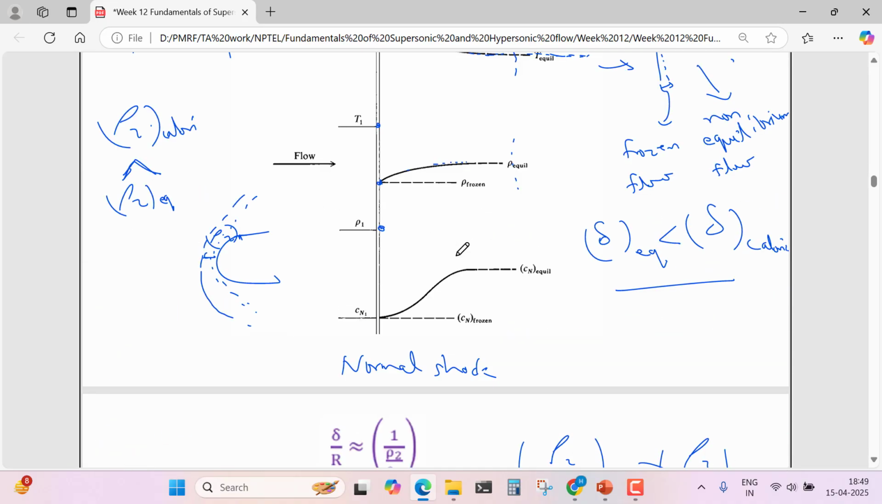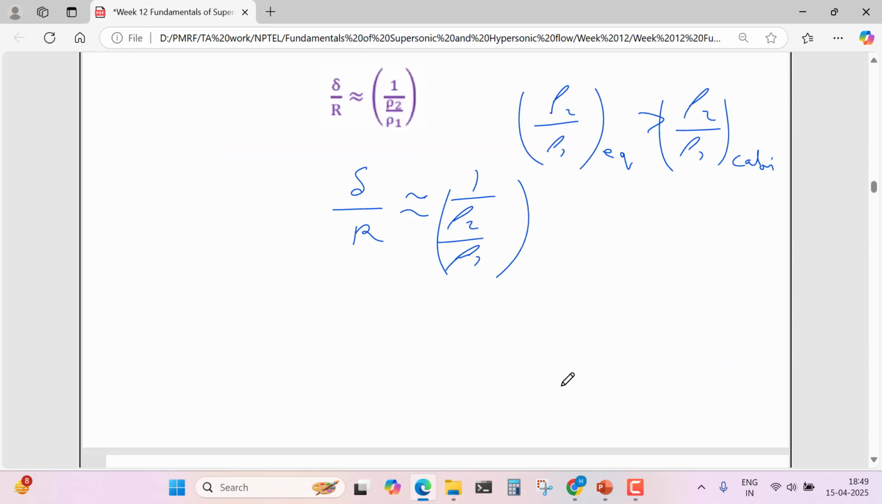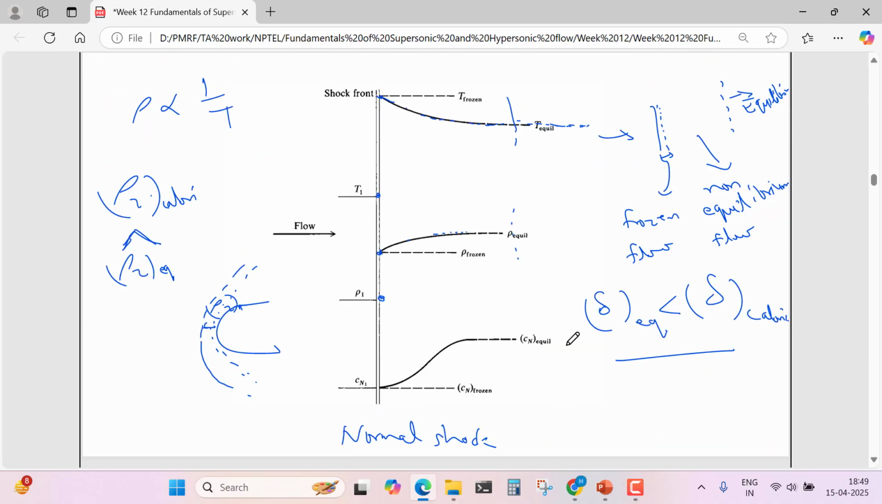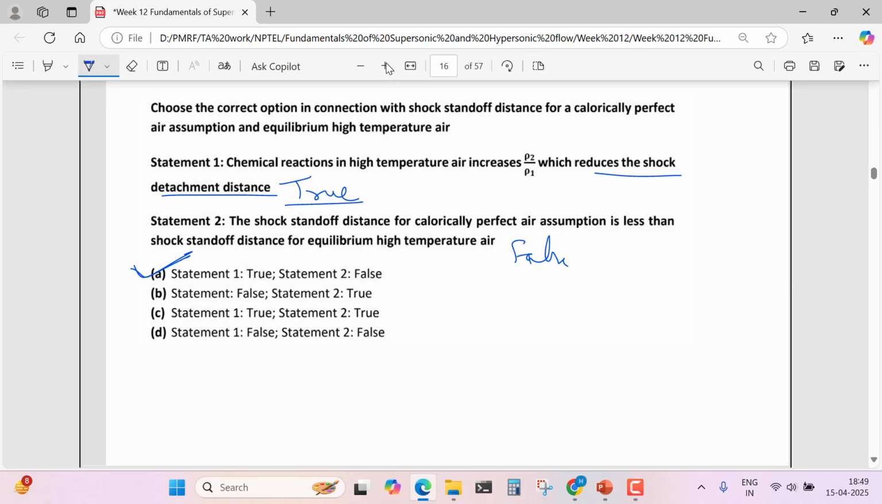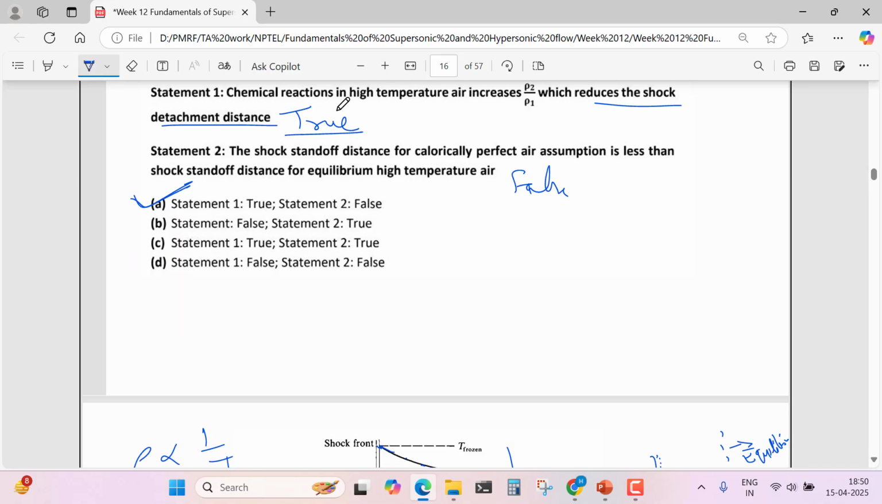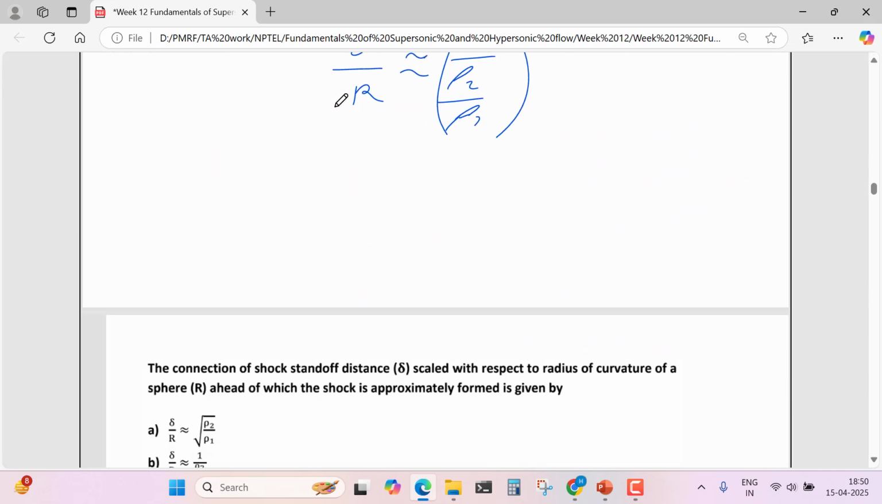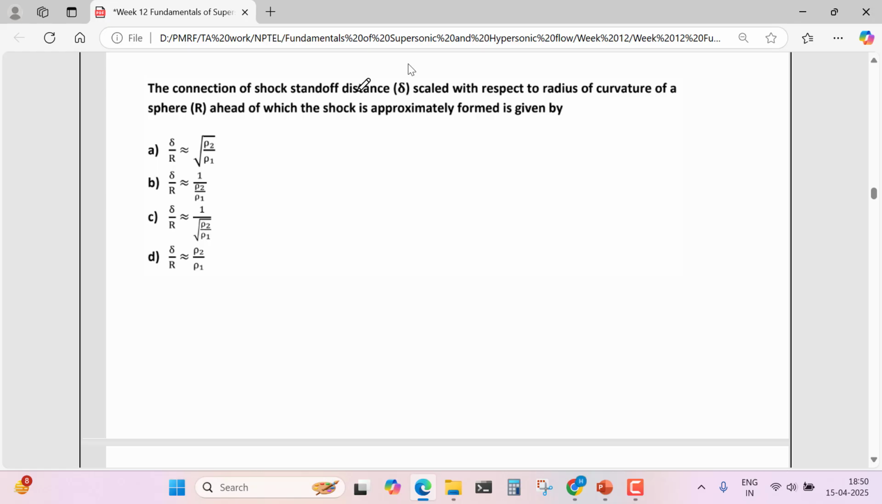For the second statement, we saw that for equilibrium, shock standoff distance will be less than for calorically perfect gas. So this statement is false, because it says that for the calorically perfect gas assumption, shock standoff distance is less, which is untrue. So which option is correct? It is option A, which says statement 1 true and statement 2 false. Now we'll see the next problem.